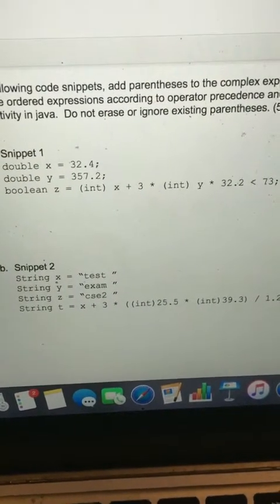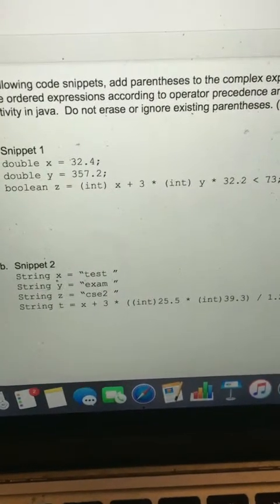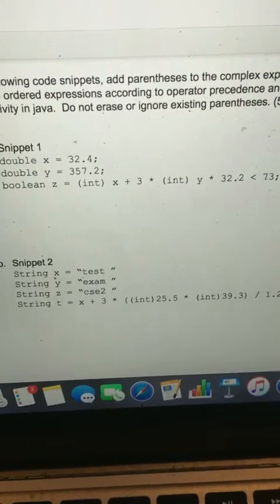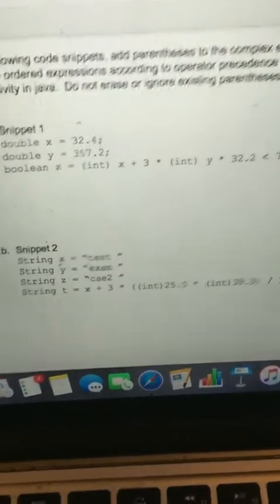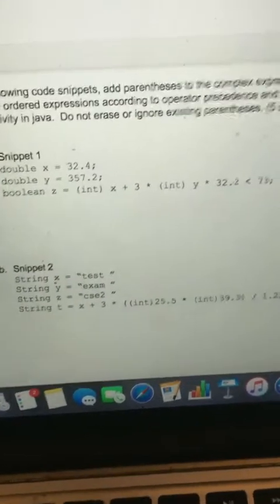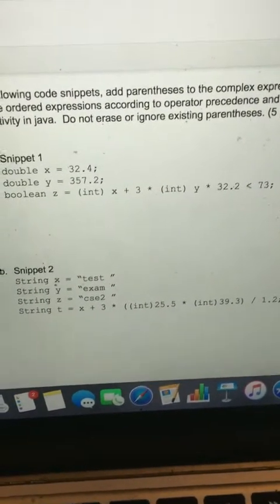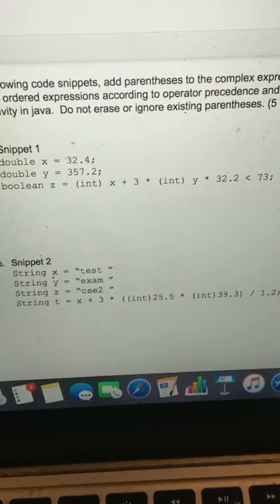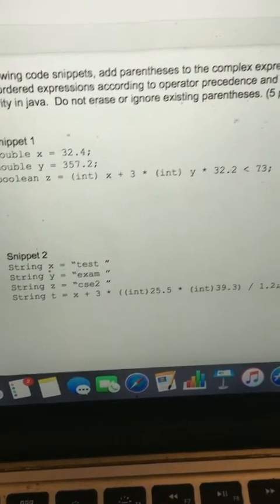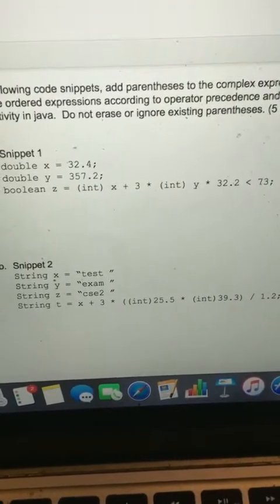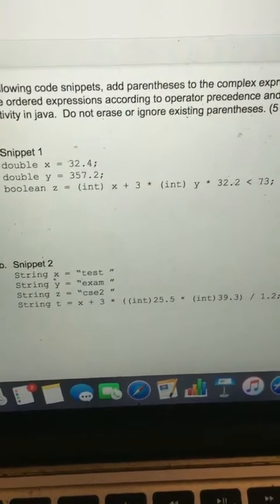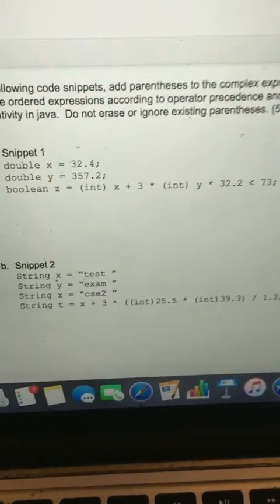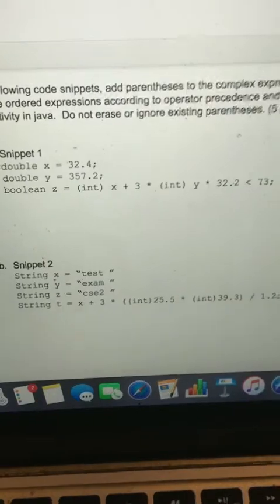So in order to perform the casting operation, the 32.4 and the 357.2, both of those are read by the compiler to be 32 and 357. That's the first operation that Java reads, the casting operation. The second operation that Java reads is the multiplication operation, and Java reads the multiplication with left to right associativity. So the first multiplication operation is the 3 multiplied by the new integer y, which is 357, and then that product will be multiplied by 32.2.